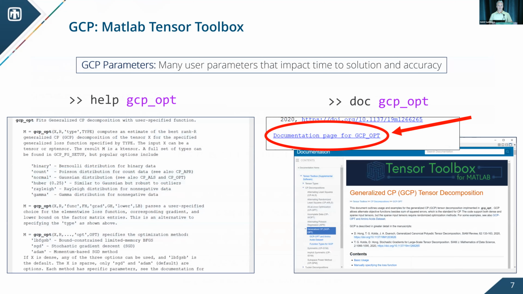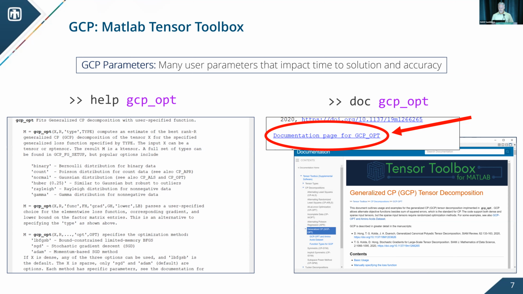So how do you get to the documentation? For GCP opt, you can just type in the MATLAB command line help GCP opt. It's a little bit more complicated if you want to get more advanced information about the documentation. First you type doc GCP opt, and then at the bottom of that documentation page, you can click on this link for a documentation page, and it comes to the full documentation page that you see on the bottom right. This is where all of the information is. Not all of it is in the help that comes in the command line. If you want more information, you can go to this documentation page.